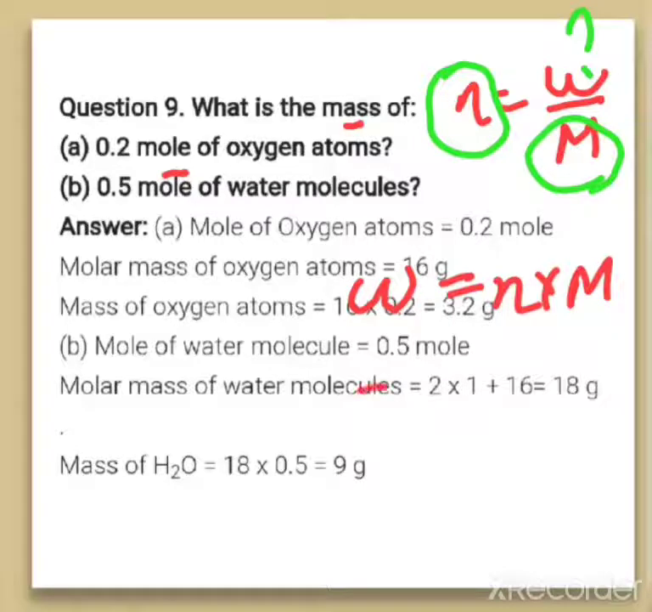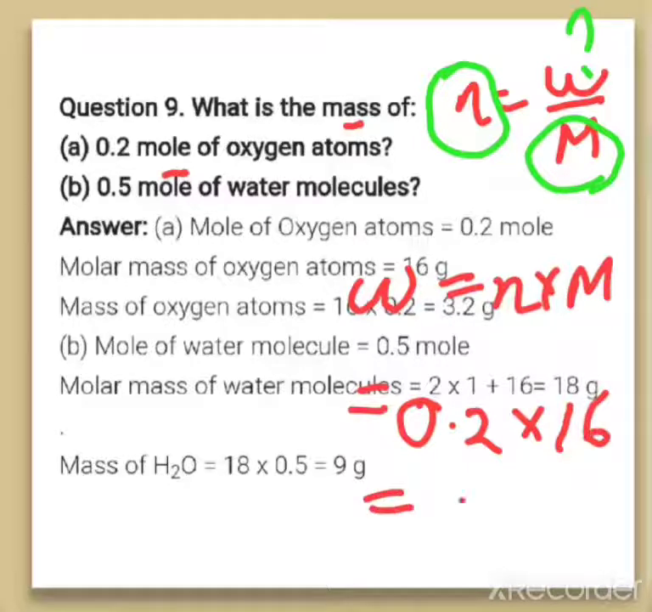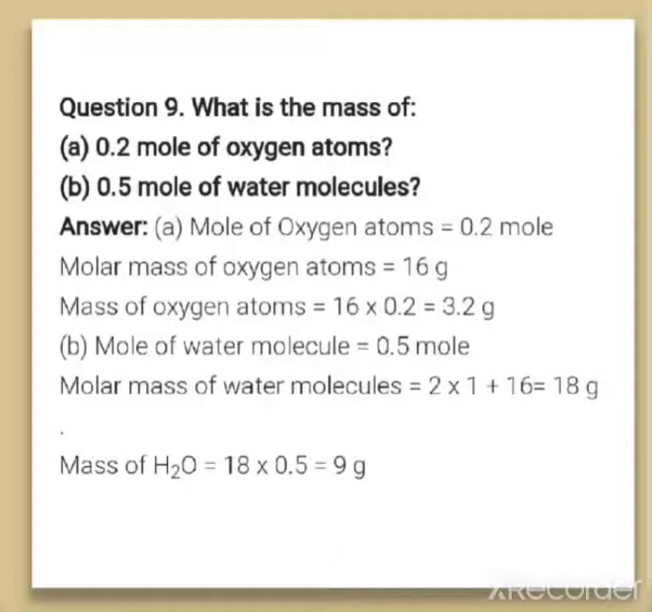What is N here? N value is given to us, that is 0.2, and capital M, that is a molar mass. Because it is an atom, we are taking gram atomic mass. What is gram atomic mass for oxygen atom? That is 16. So when you solve this one, you will be getting the value of 3.2 gram. So that is the answer for this problem. That is 3.2 gram.